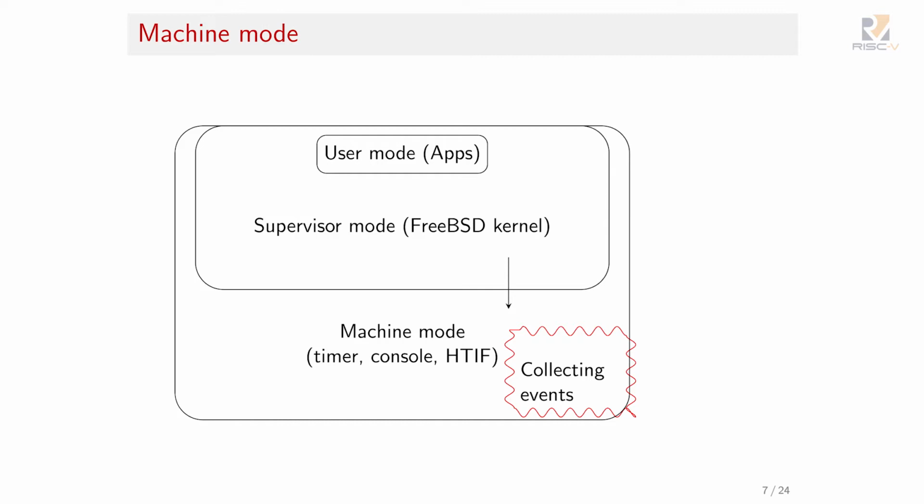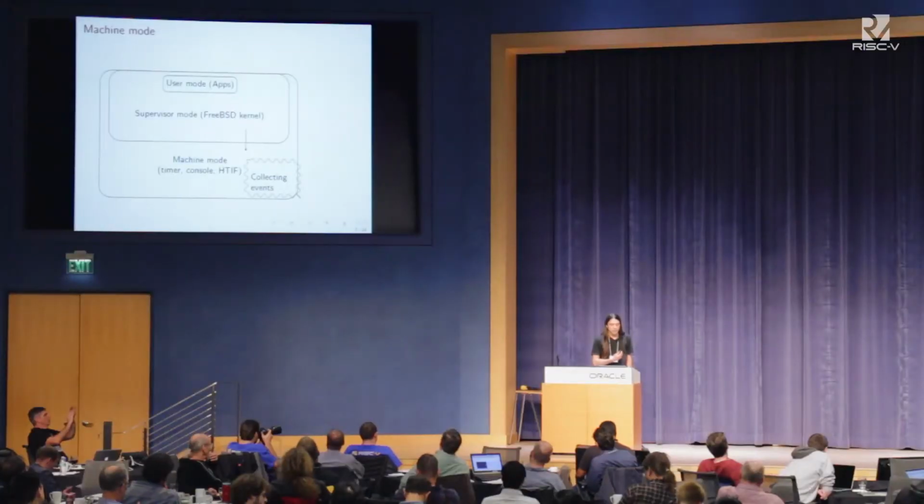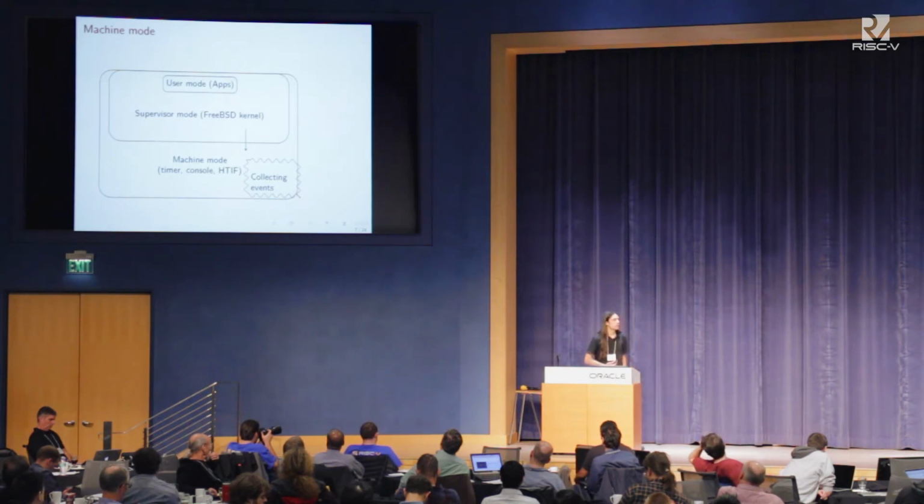Interrupts from machine mode are always enabled, and we can't handle an interrupt in supervisor mode at any given time, because the operating system can disable interrupts for some critical sections. That all means that we have to collect events somewhere in machine mode, like in memory, and allow the operating system to read those events later when it has time for that. I understand that machine mode is actually designed for firmware or bootloaders, but I wanted to implement it in FreeBSD for a better understanding of the architecture.